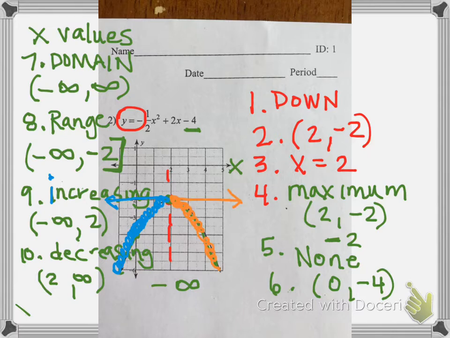Decreasing. Decreasing is when you're walking down the hill. From left to right, it's where the graph is going downhill. You look at what y is doing. From left to right, it's going downhill where it's orange. But you answer with x values. So the x values are from 2 to infinity. That's it.